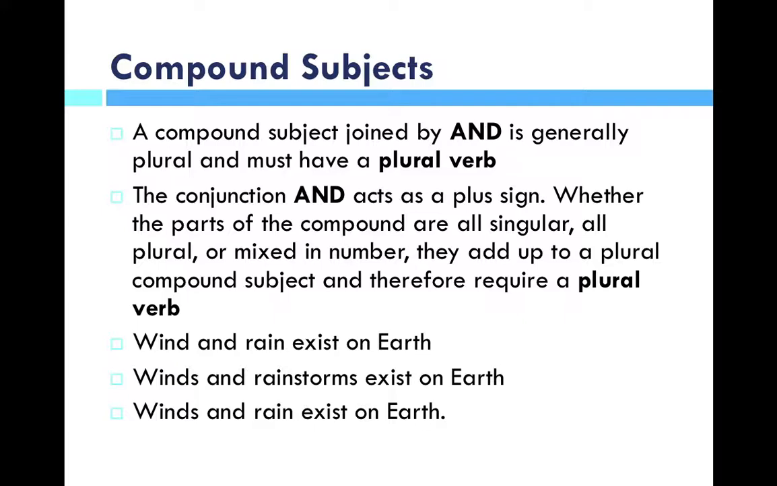So for example, wind and rain exist on earth. Exist is in the plural form, because we have wind and rain, more than one thing, even though both wind and rain are currently in their singular form. Winds and rainstorms exist on earth. Even though winds and rainstorms are both plural, they're combined and we still use a plural verb there. And finally, winds and rain exist on earth. Winds is plural, but rain is singular, but together they still equal more than one, so we're still using the plural form of the verb.